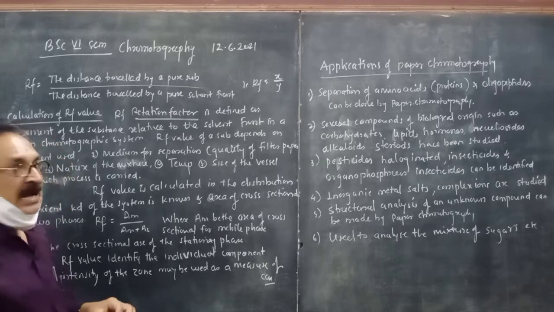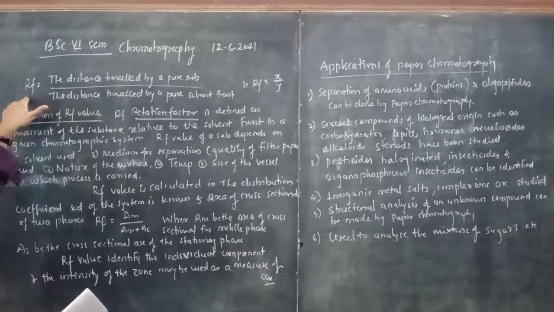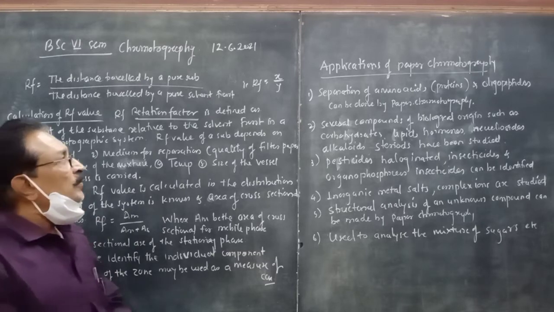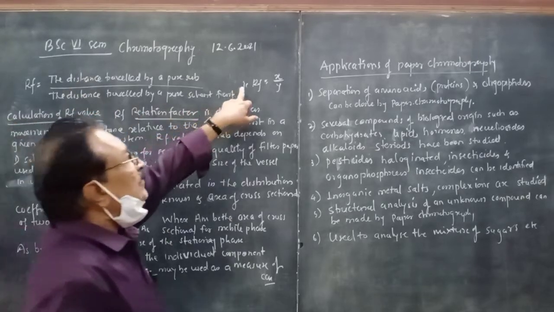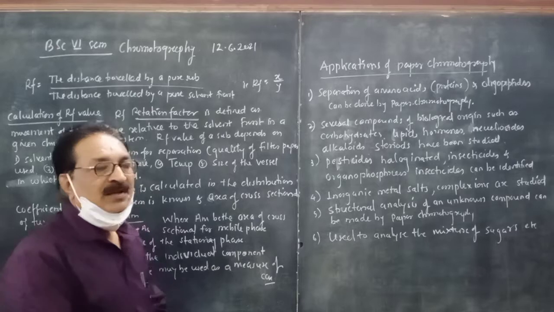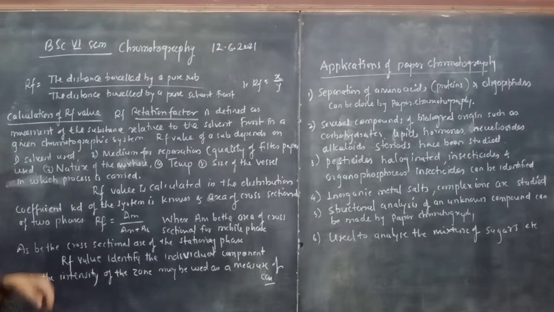Yes, in the previous class, in paper chromatography, the last point we studied was the RF value. RF means the retention factor. As you know, RF is equal to the distance traveled by the pure substance to the distance traveled by the pure solvent front. This is the ratio, and it is given by the equation RF equals X upon Y. Then how to calculate the RF value?